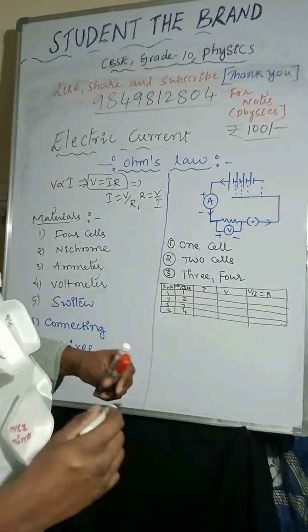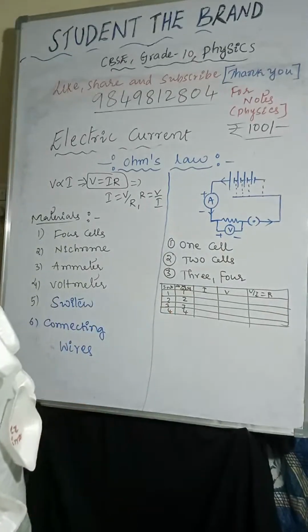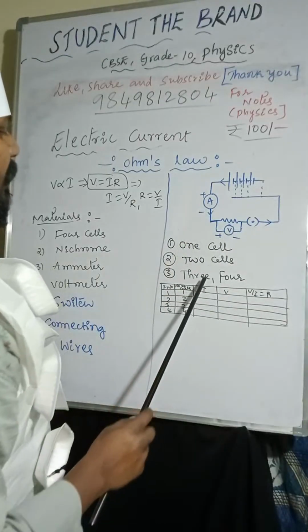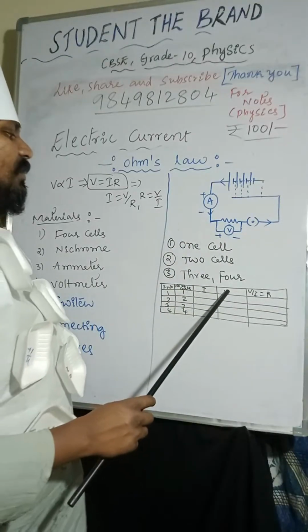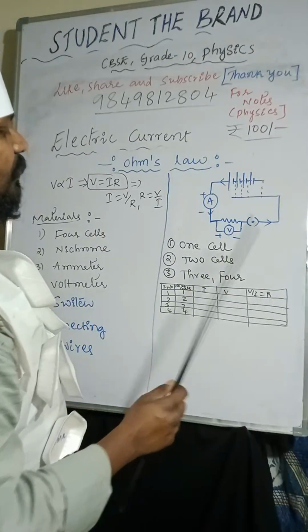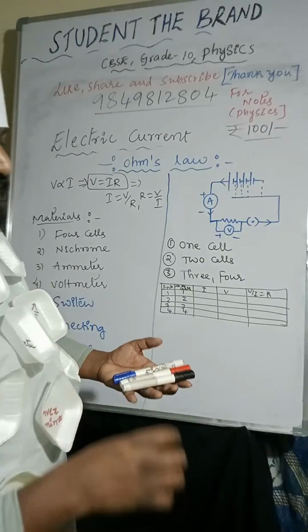Okay. So here you can see, after connecting, I have to observe the reading of ammeter and voltmeter. Ammeter reading is current, voltmeter reading is potential difference. Then you will get V by I equal to R. So if you draw the graph, the V-I graph is a straight line.